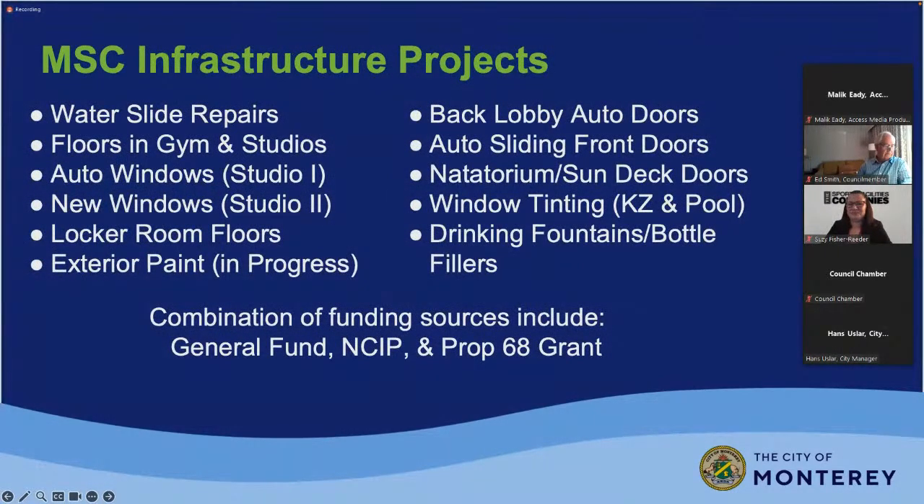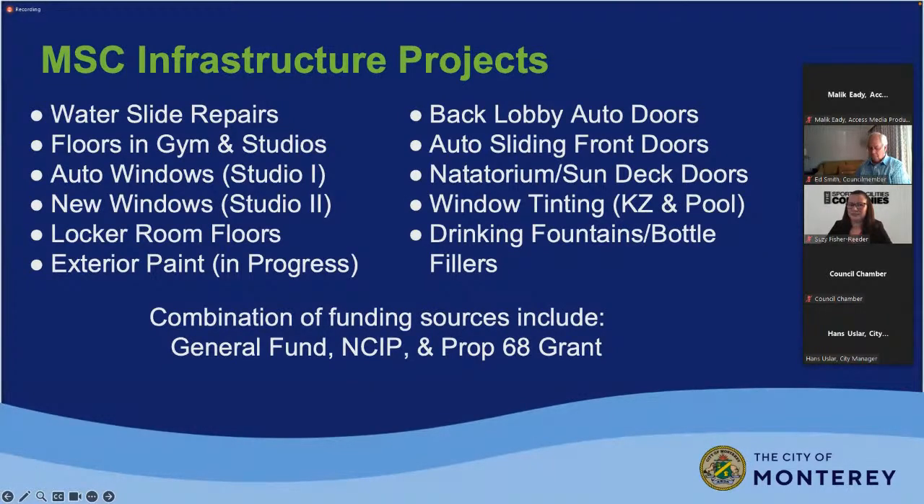I must also express gratitude to our city council for supporting infrastructure funding and setting aside reserve funds for the facility. Believe it or not, infrastructure projects help us create revenue and contribute to our success. Guests prefer to be in the facility that is clean, safe, and well-maintained. Projects like fixing the water slide, repairing locker room floors, replacing the gym curtain, resurfacing the gym and studio floors, painting the exterior, installing new operational windows and doors all make the facility an attractive place to be by allowing guests to feel safe and at ease.